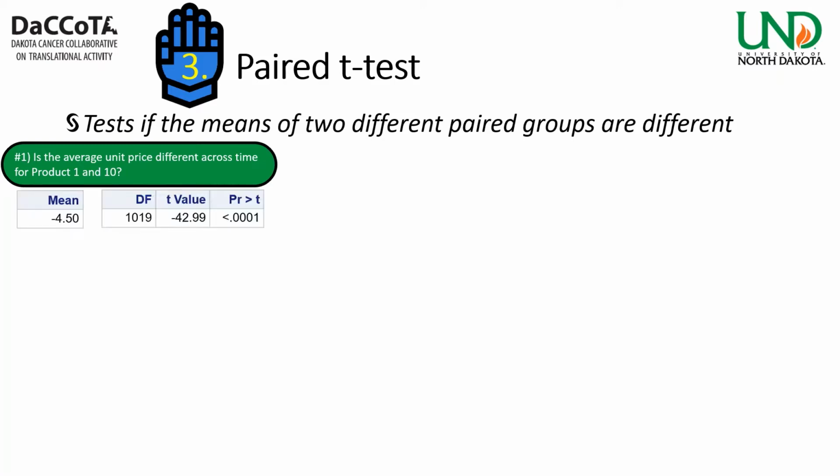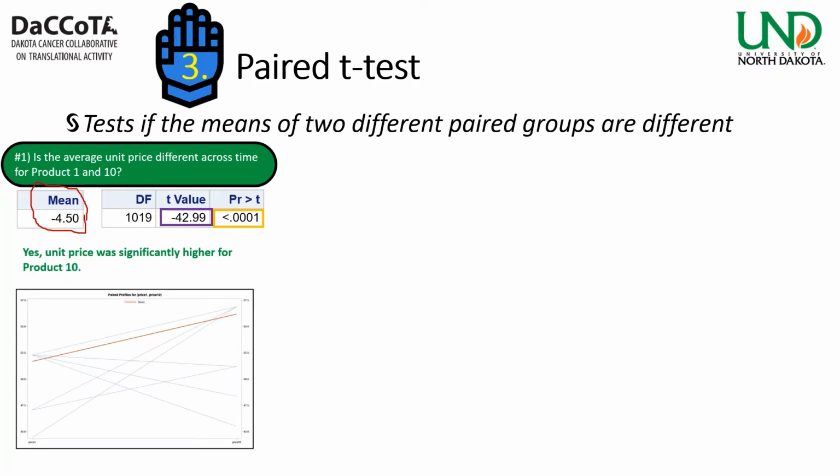That's how they're paired. What we get out here, so now this paired test is really asking, is the difference, so this is the mean difference, is it different from 0? And so we find here that, yeah, that was significant. Unit price was significantly higher for product 10. Well, how do we know that? I like to use these spaghetti plots. So this is product 10, this is product 1, and it's an upwards trajectory here. So it's on average more expensive for product 10.